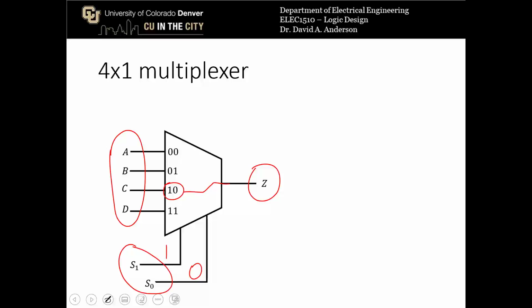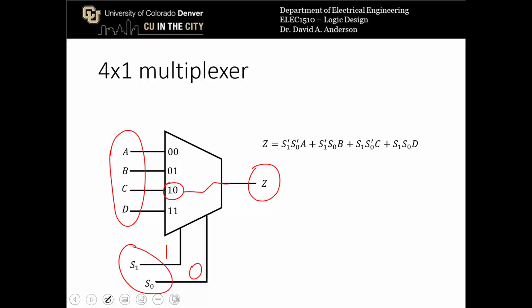So the Boolean expression that we can write to define Z in terms of all of the inputs looks like this. Z equals S1 prime S0 prime A plus S1 prime S0 B plus S1 S0 prime C plus S1 S0 D.